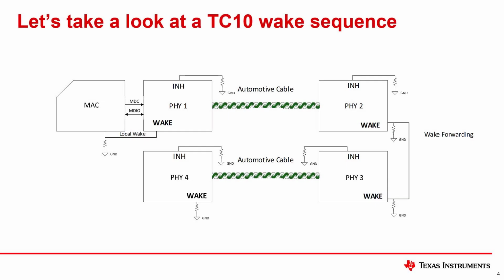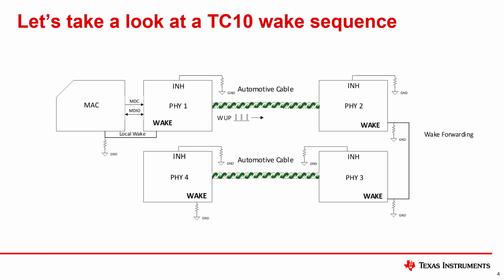The system illustrated on this slide is what we will use to verify TC10 compliance when using the DP83TC812 EVM. This is an example of a compliant TC10 wake sequence that we will break down into steps. The first step is to wake up the host PHY from TC10 sleep. The MAC will send the wake pulse on the wake pin of the PHY to do this. This causes the PHY to drive its inhibit pin high.